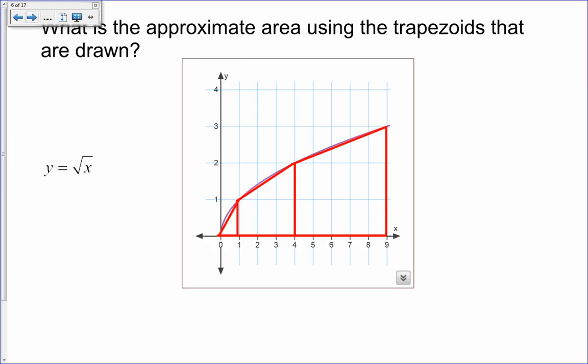Okay, so moving away from that kind of example, here we're given square root of x, and we're asked to approximate the area using trapezoids. So instead of using trapezoids of equal length, we have decided we are going to just use 3 trapezoids, and notice that they all have different lengths. This first one has height 1, the second one has height 3, and this third one has height 5.